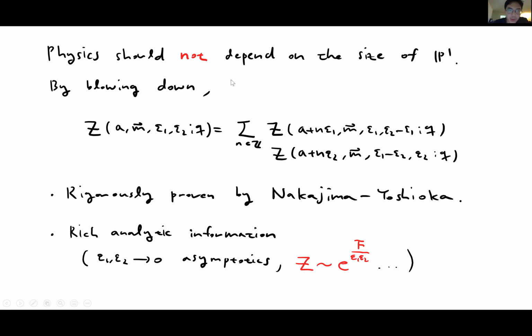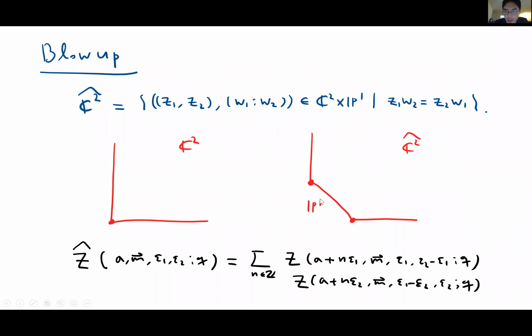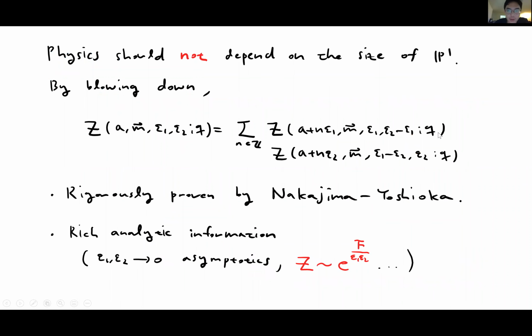Now, the physics should not depend on the size of the P1. In other words, we can shrink this P1 down to zero size. And then this left-hand side will just reduce to the ordinary partition function Z. So Z hat will just become Z. So we get this equation.